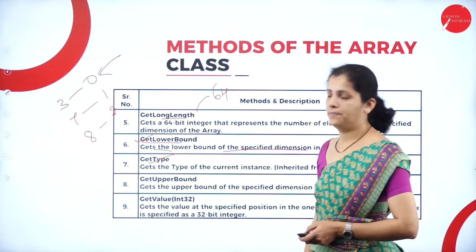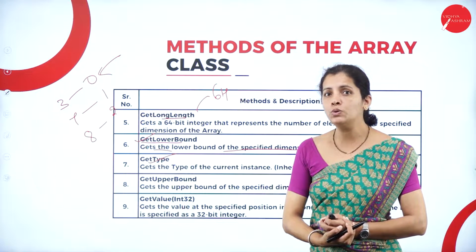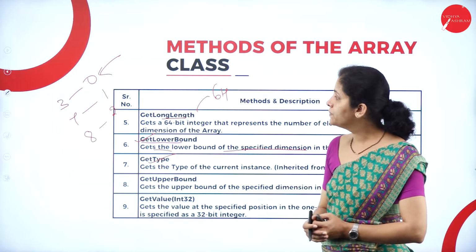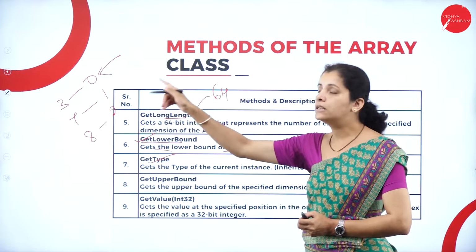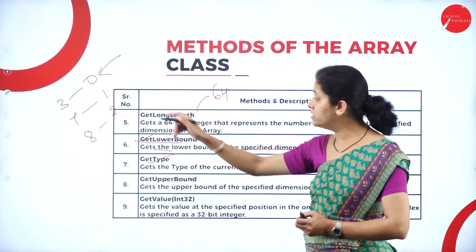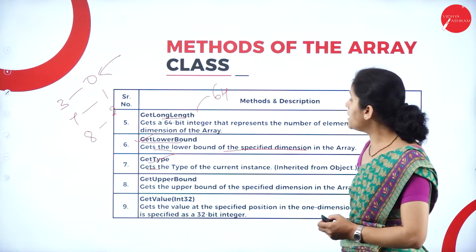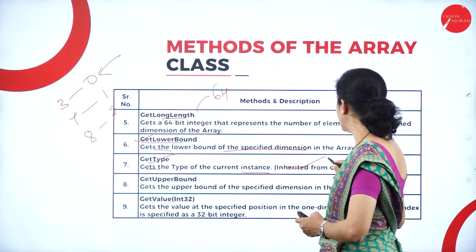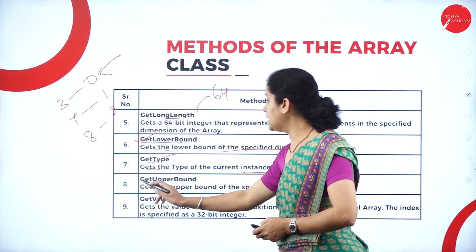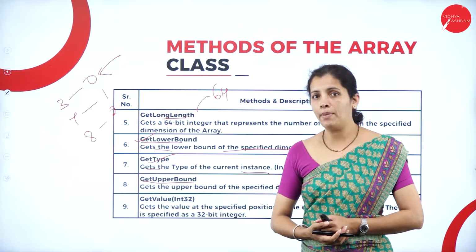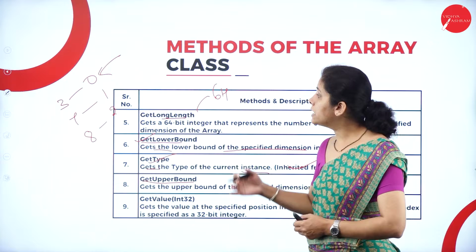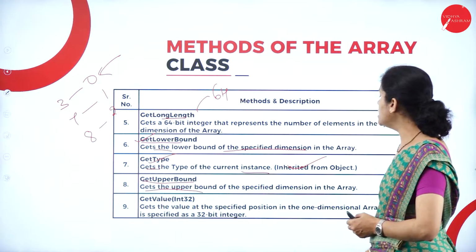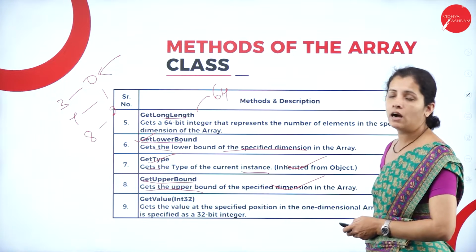Now, GetType. It is mainly used to return or retrieve the present type of data. So, what is the data type here? It's nothing but integer. It gets the type of the current instance, that is inherited from Object. GetUpperBound. So, what is GetUpperBound? It's nothing but it returns the last index. It gets the upper bound of the specified dimension in the array.